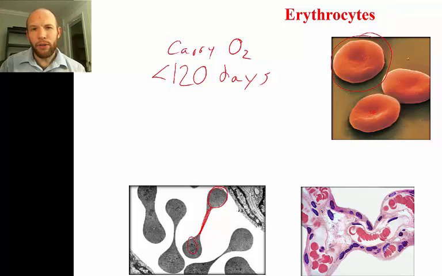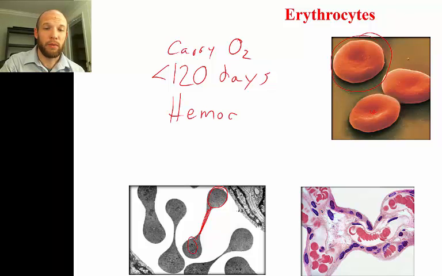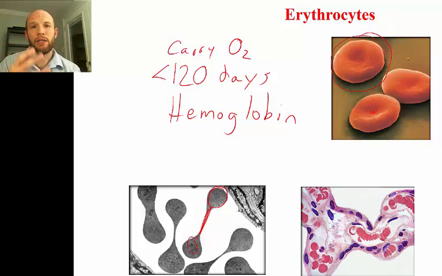So why do they get rid of the nucleus? Why do they get rid of their organelles? If they kept those things, they'd survive longer. It's because they make this one really, really important protein called hemoglobin. And hemoglobin is going to be the actual protein structural component that's going to carry oxygen.